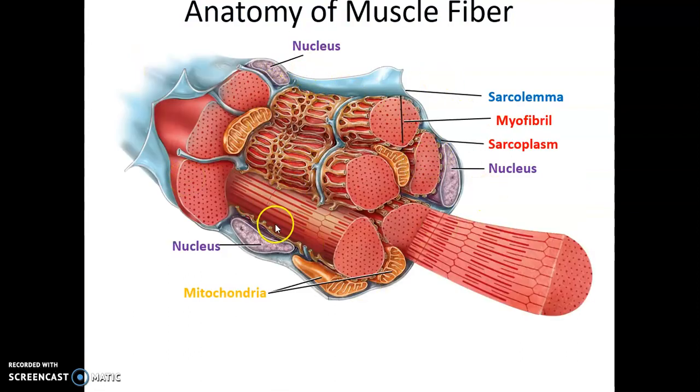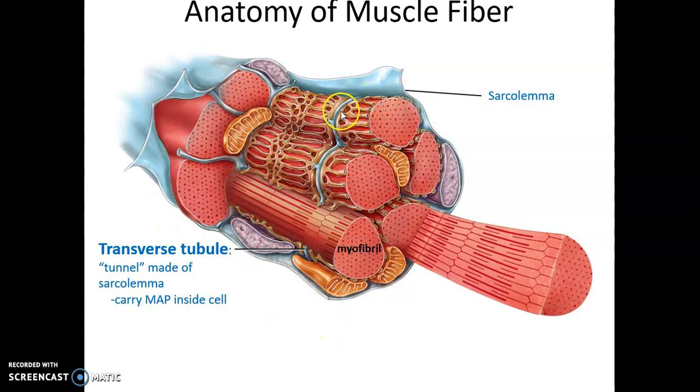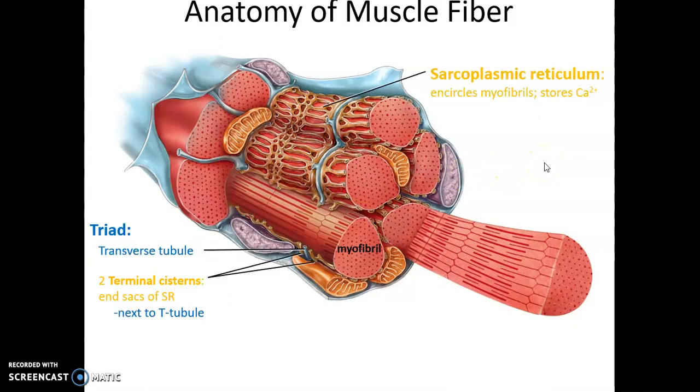Here's just another view. We can see the many nuclei, the many mitochondria, the sarcolemma, the myofibrils. We also see these structures called transverse tubules. These are invaginations of the sarcolemma that run through the muscle fiber. So they're a little tunnel traveling through the cell, and within the tunnel will, of course, be extracellular fluids. And it turns out that the muscle action potential that travels along the sarcolemma will go down the transverse tubules and into the cell.